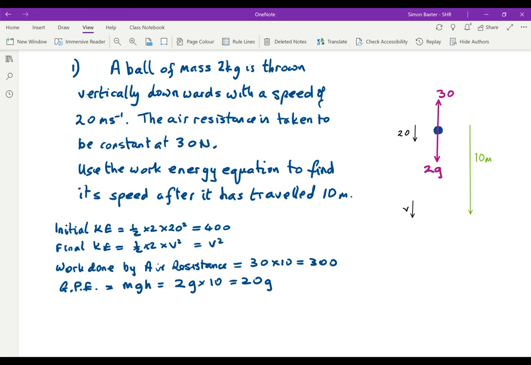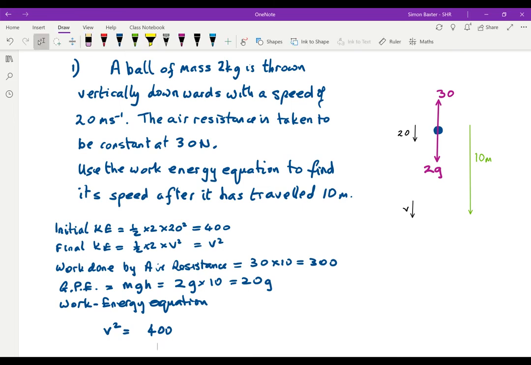Now I'm going to look at the work-energy equation. Final KE is v squared. Initial KE is 400. Now we have these two forces of air resistance and gravitational potential energy. The air resistance makes it go slower. It reduces the speed, and therefore it is going to reduce the energy. We start with a certain amount of energy, we're now going to have less. So I subtract the 300.